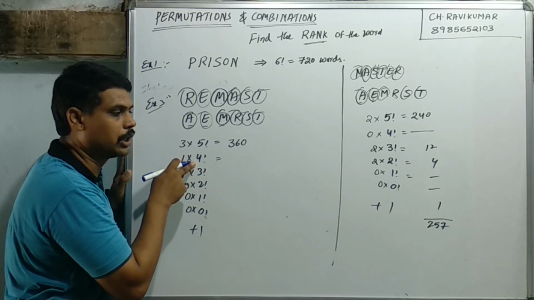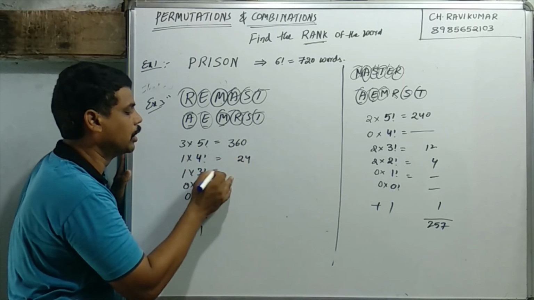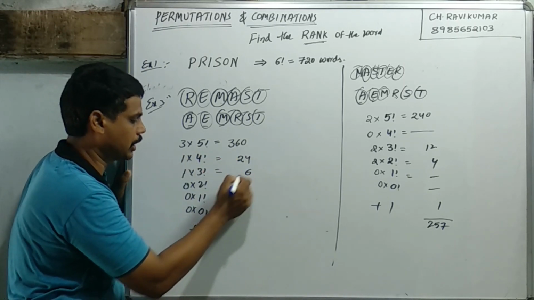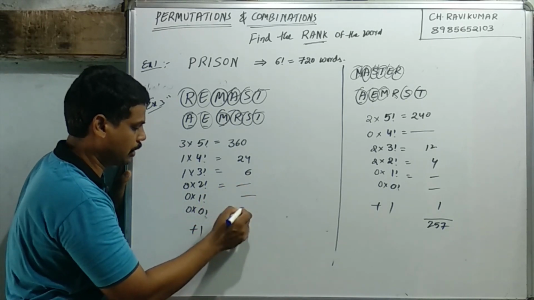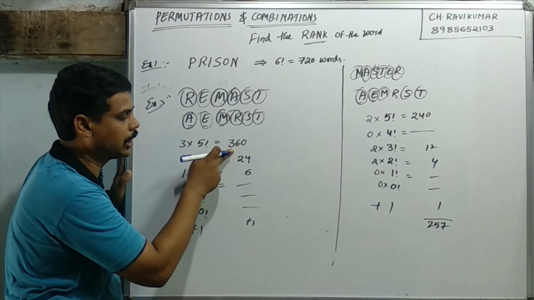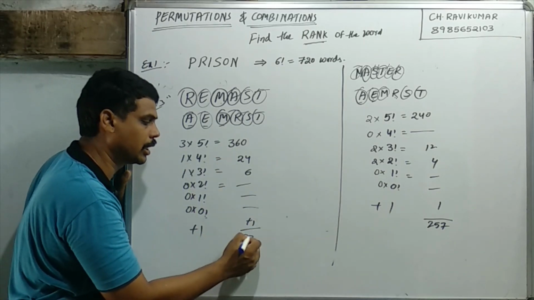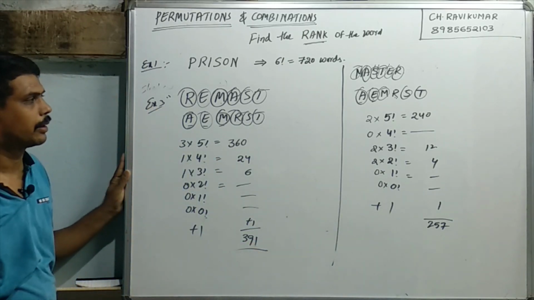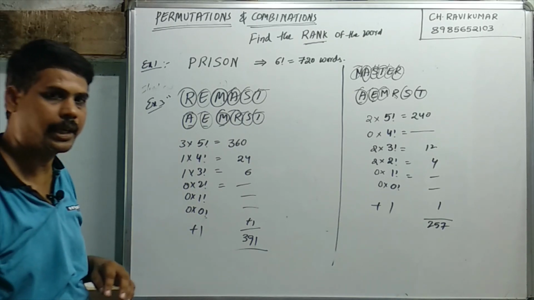4 factorial, 24 into 1, 24. 3 factorial, 6 into 1, 6. Here nothing, nothing, nothing, plus 1. You have to observe this: 30 and 360, 390, 390 plus 1, 391. Okay, now, is it clear?